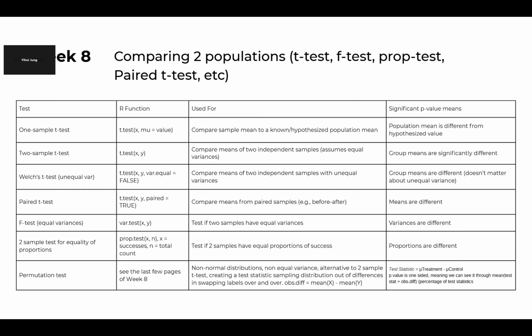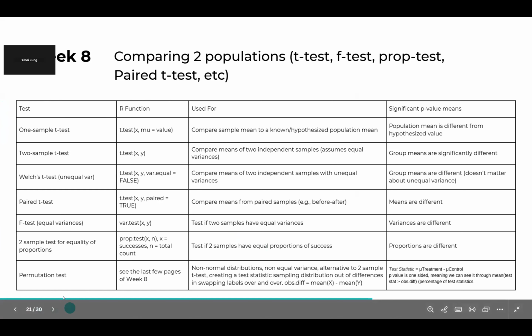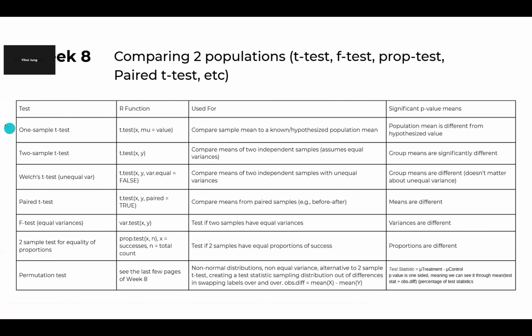For week 8, we're comparing two populations. There are quite a lot of tests, so I've made this table here to list out what tests could pop up and what they're used for. For the one sample t-test, we use t.test with x and mu being a value. So we're comparing the sample mean with the population mean and seeing if it's different.